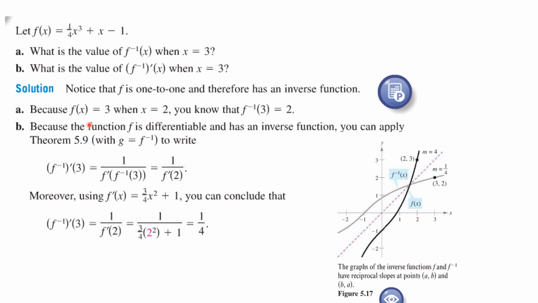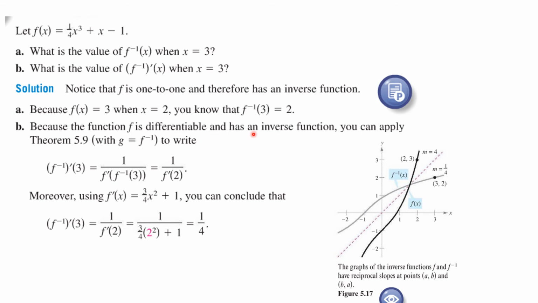But what we can do is we know another thing, just to answer part A, we know that if the point 2, 3 is on the function, then 3, 2 is on the inverse. So you see, because f of x is equal to 3 when x is 2, we know that 3, 2 is on the inverse. So that means if we plug in 3, we will get 2. You want to think about that for a while, but that builds on your pre-calculus knowledge.